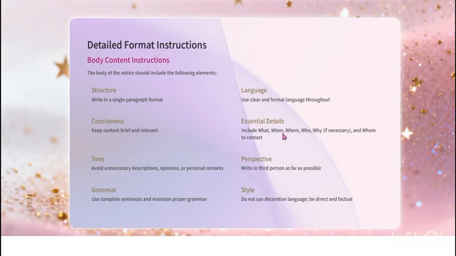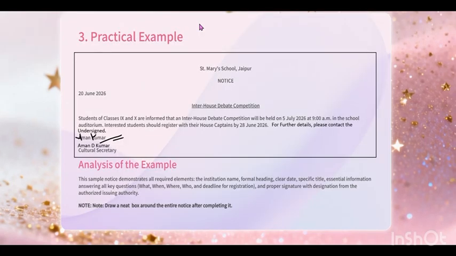What is it? When is it going to happen? Where is it happening? Who is your targeted audience? And whom to contact? All these things, and do not use any abbreviation. Write complete sentences in proper grammar. These are things you need to keep in mind. Okay, so let's understand with the help of an example. Suppose your school is organizing an inter-house debate competition. So in answer to that, the notice may look like this, which is there on the screen.